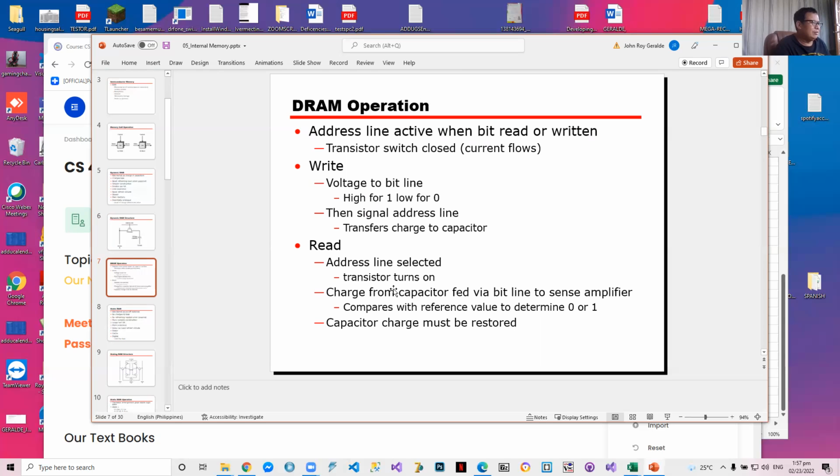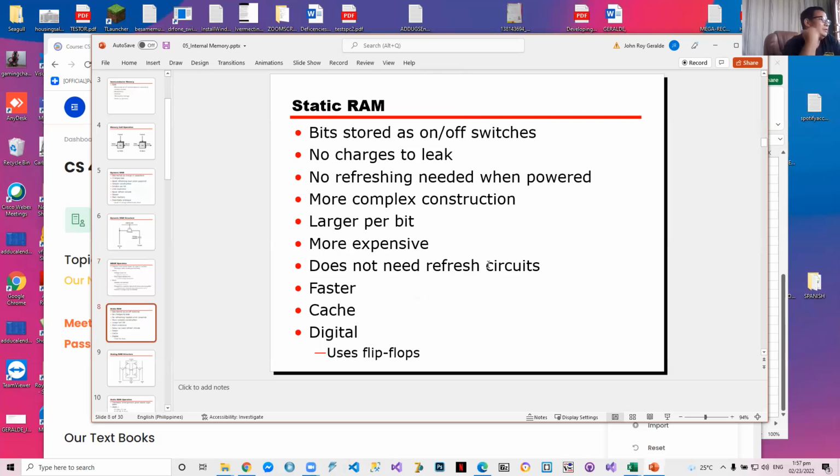No? Do you follow? And then the charge from the capacitor via the bit line is sent back, no? Or fed back to the capacitor itself, no? So that it will store the previous value, it will not lose its previous value. Okay? Any questions so far?